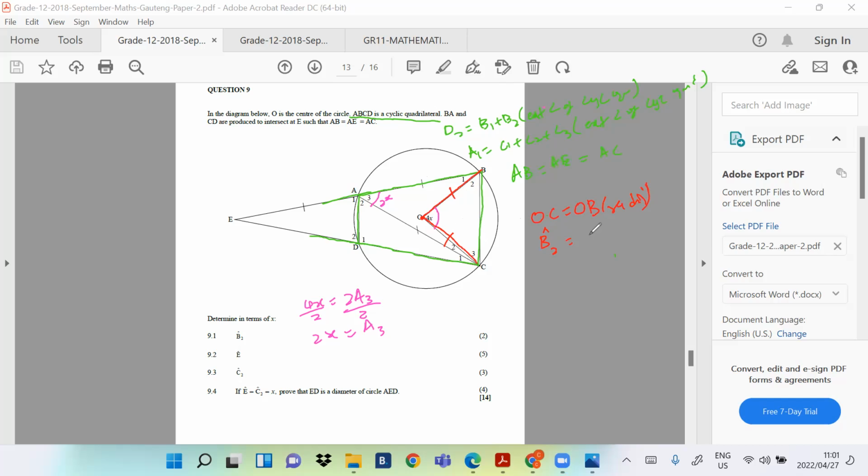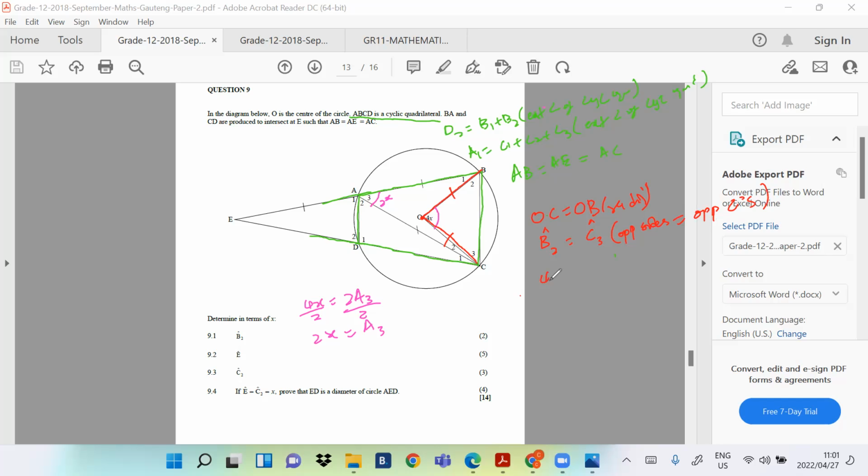Angle B2 and angle C3 are equal, because opposite sides equal opposite angles. So B2 is C3, okay? Then, but this is 4x, right?